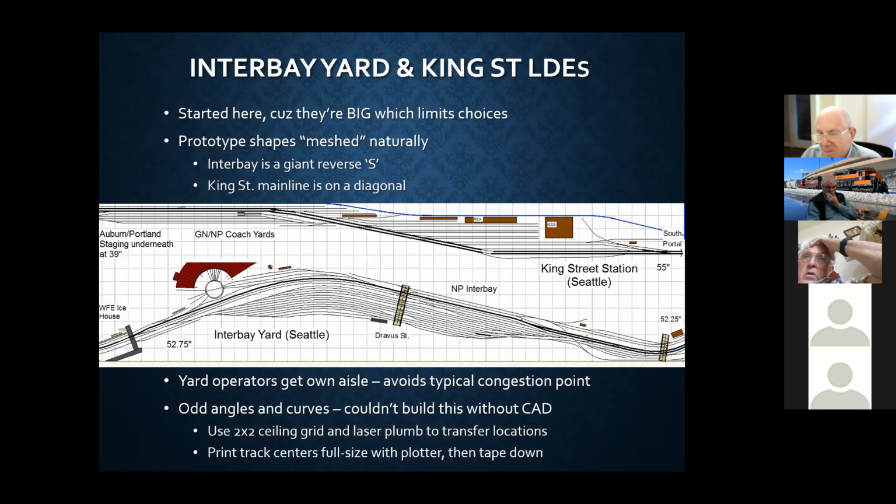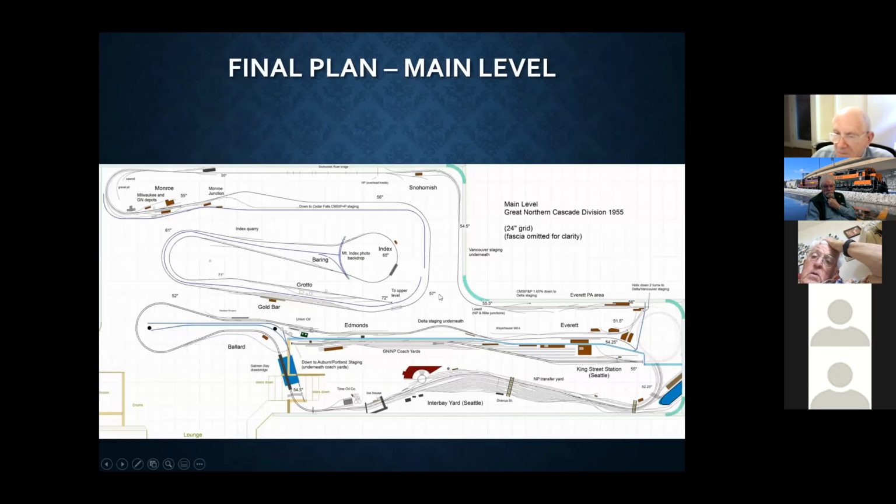I actually used an engineering plotter to plot out the track full size, overlaid it on the grid, used a pounce wheel to transfer the lines onto the plywood. And that way I could lay the track and get it to align. And that technique worked beautifully. I didn't invent it, but it's really cool.